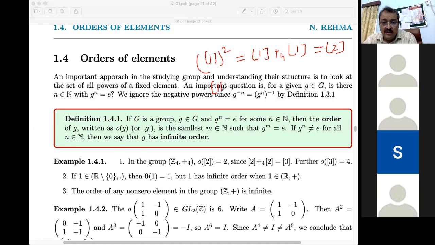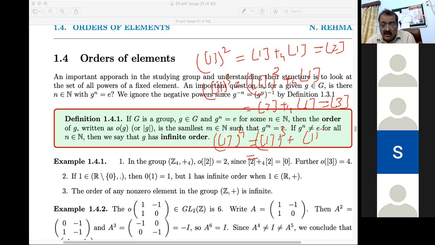Now 1 to the power 3 is equal to 1 to the power 2 addition modulo 4 equivalence class 1. Now 1 to the power 2 we have calculated is equal to 2, so 2 modulo 4 plus 1 is simply equal to 3. Now if you take 1 to the power 4, it is 1 to the power 3 plus 1.